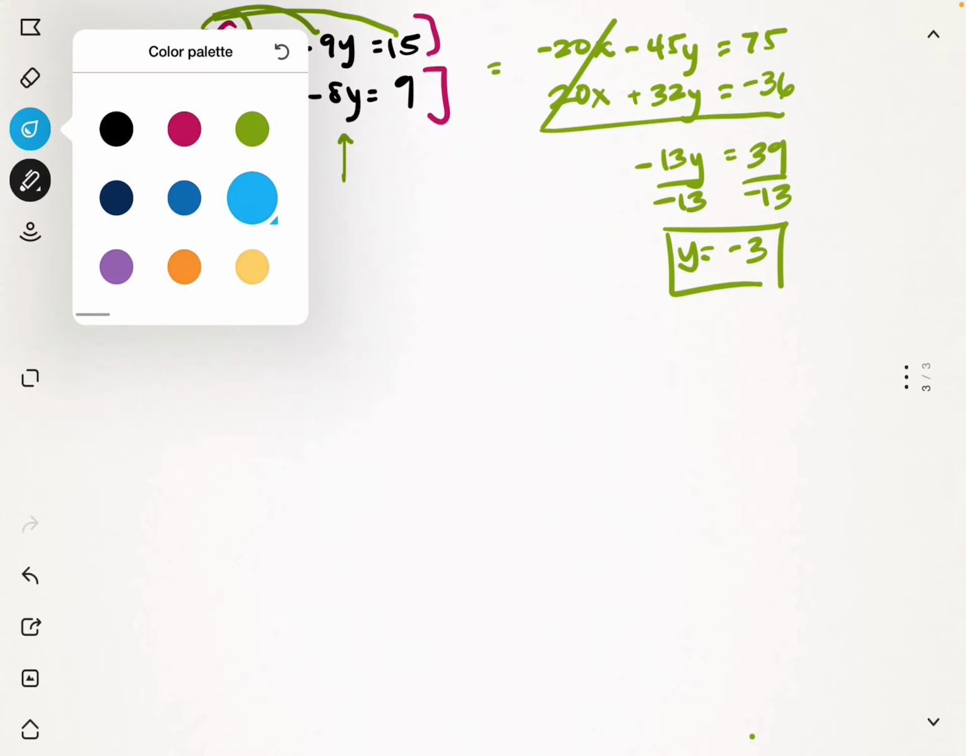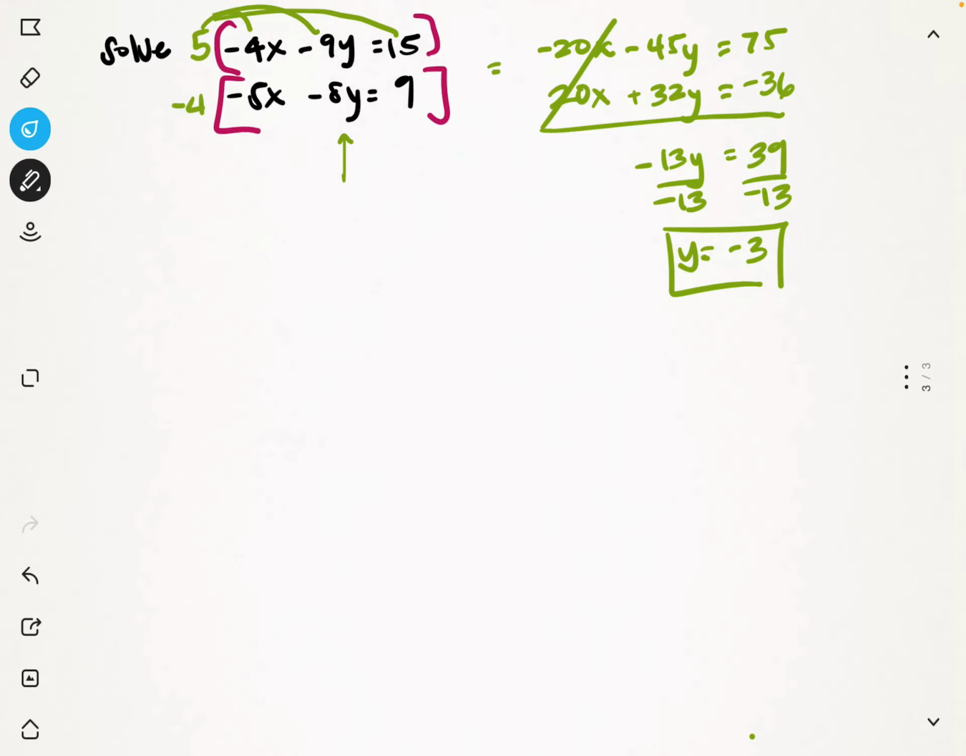Okay, again, remember that we have to find the other variable as well. So I don't think it really matters if we do the top or the bottom. They look about the same level of complexity. We'll just do the bottom. So negative 5x minus 8 times y, which is negative 3, equals 9. Let's simplify. Negative 8 times negative 3 is positive 24.